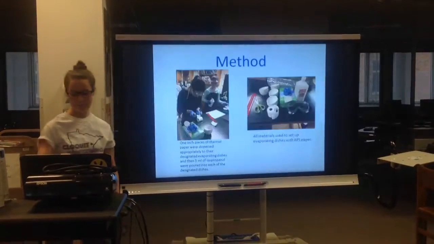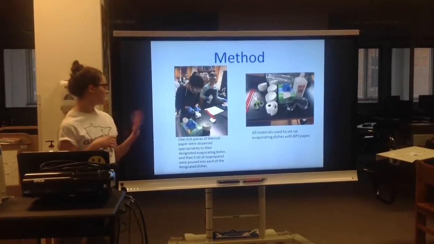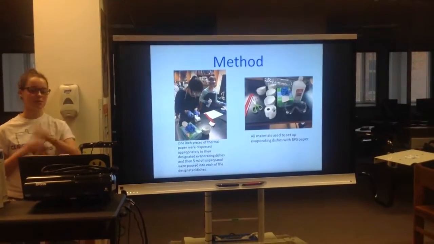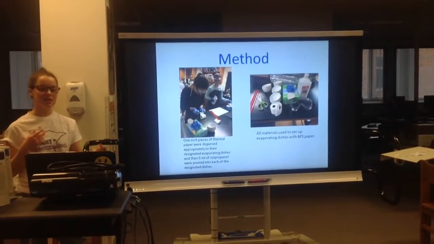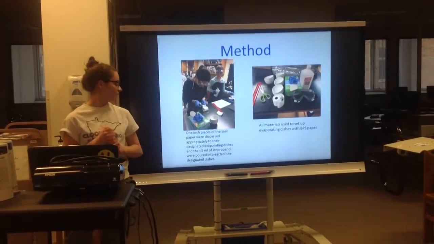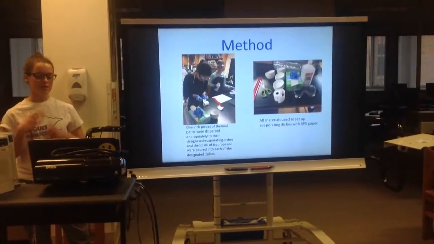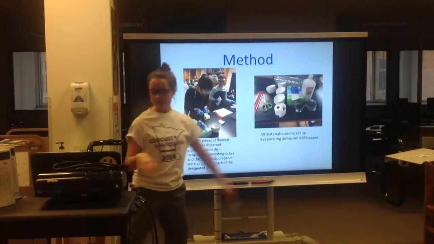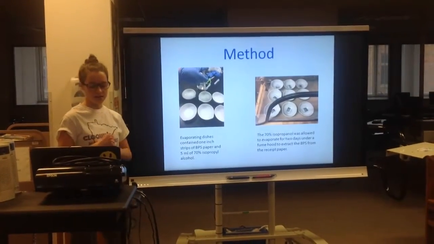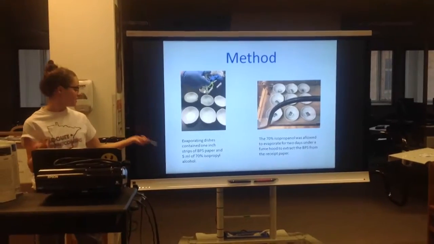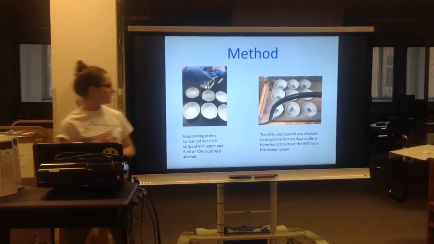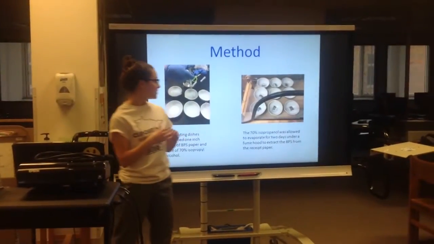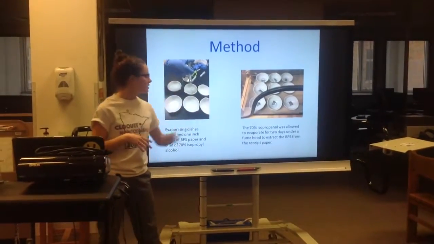First we took one-inch pieces of thermal receipt paper, which is how much we thought a cashier would be touching. After this, we added 5 milliliters of isopropanol to each evaporating dish. These are the materials that we used. Like I said before, we added 5 milliliters of isopropanol to each evaporating dish. After that, we put them under a fume hood for 2 days, and this is what came up after.